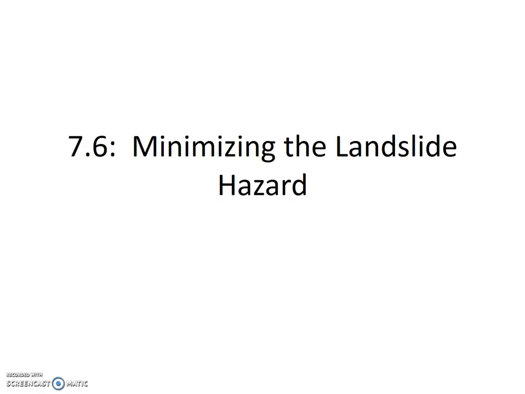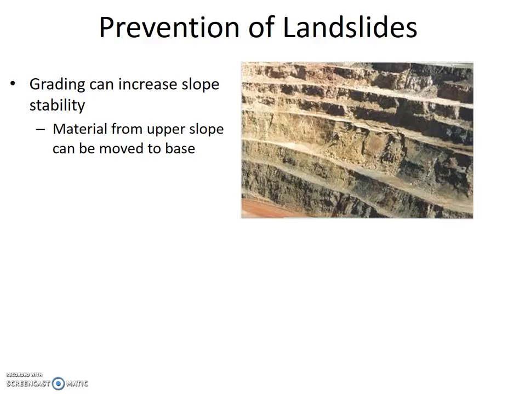7.6. Minimizing the landslide hazard. There's lots of ways to minimize the landslide hazard. Properly grading can increase slope stability, when material from the upper slope can be moved to the base, reinforcing the oh so important toe.